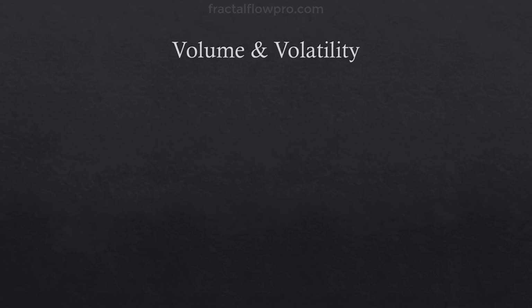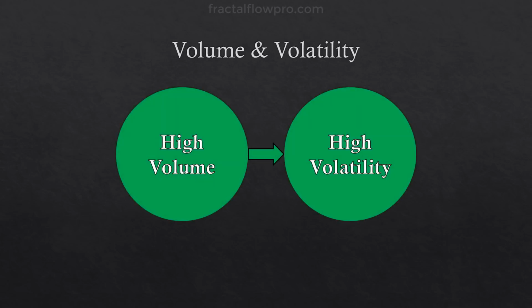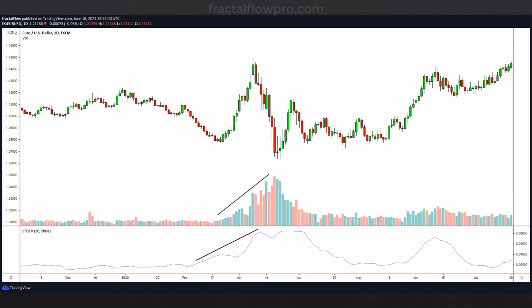As a rule of thumb, we can state that high volume goes with high volatility. There are exceptions to this, of course. Not all periods that have high volume will necessarily produce high volatility. In this chart, we can clearly see the relationship between high volume and high volatility.